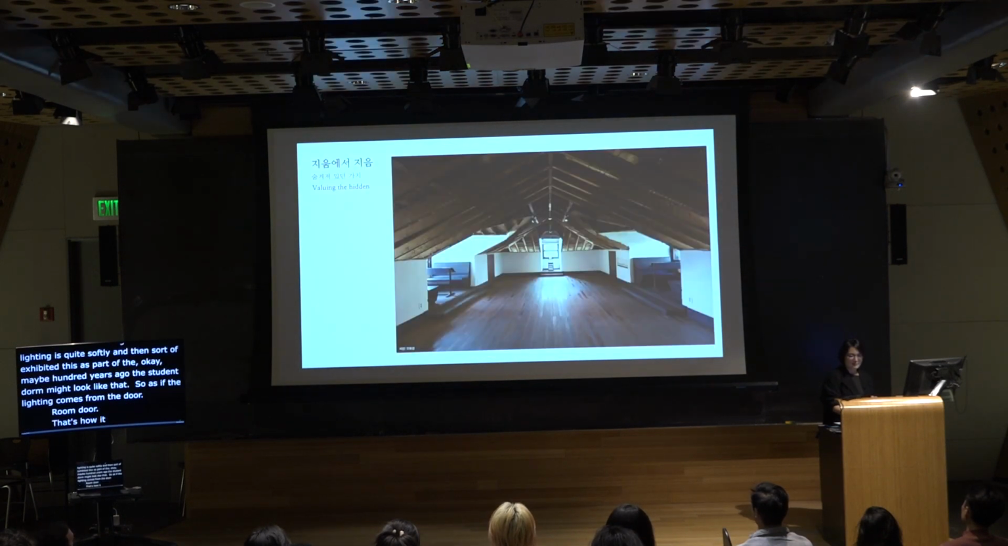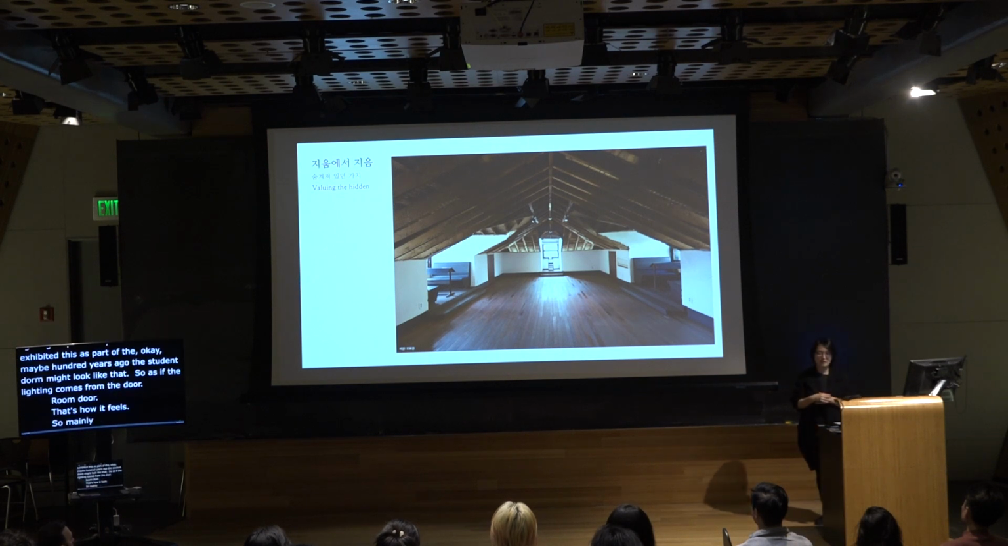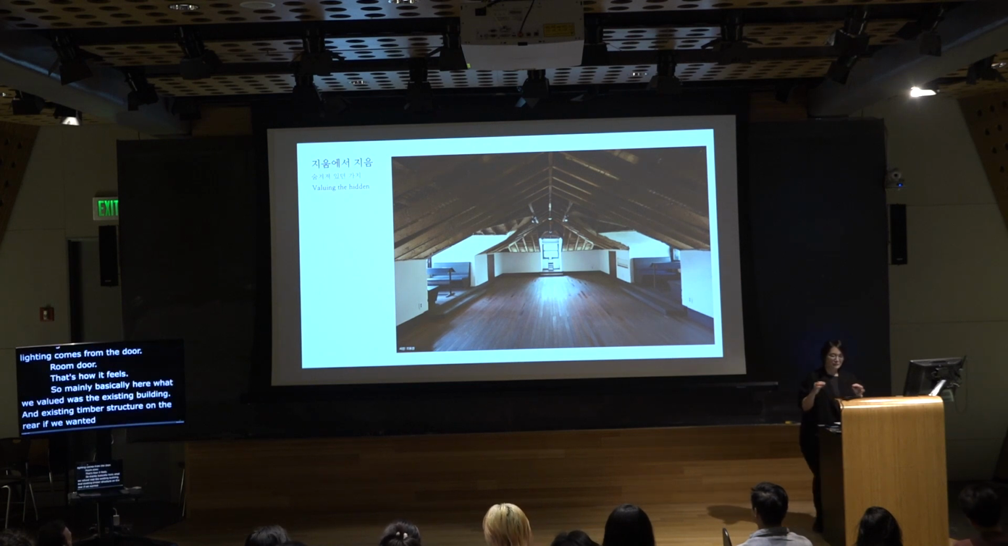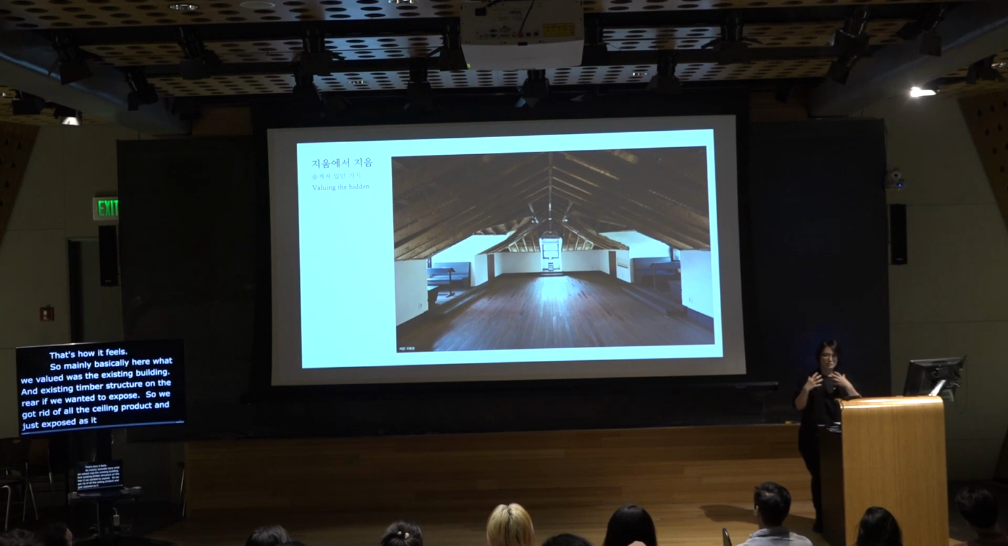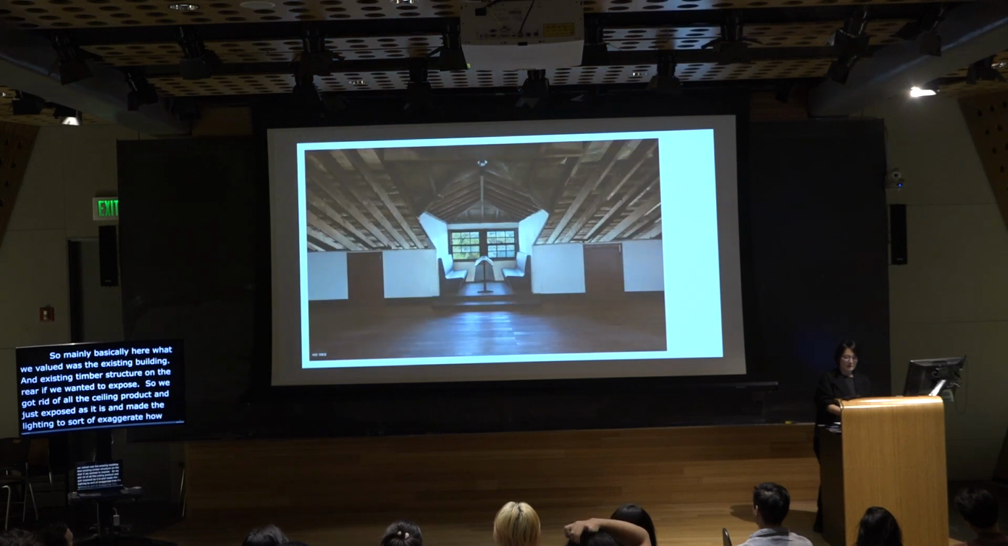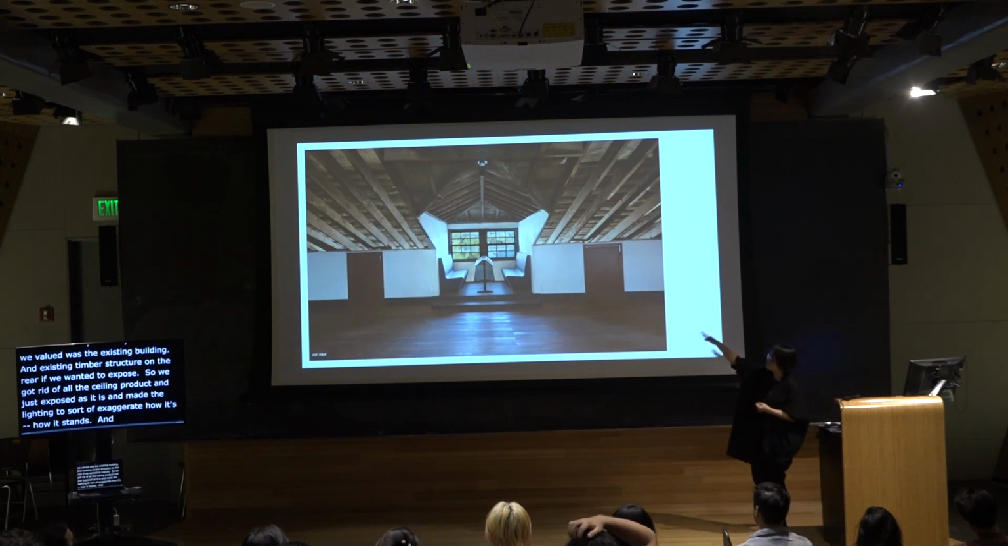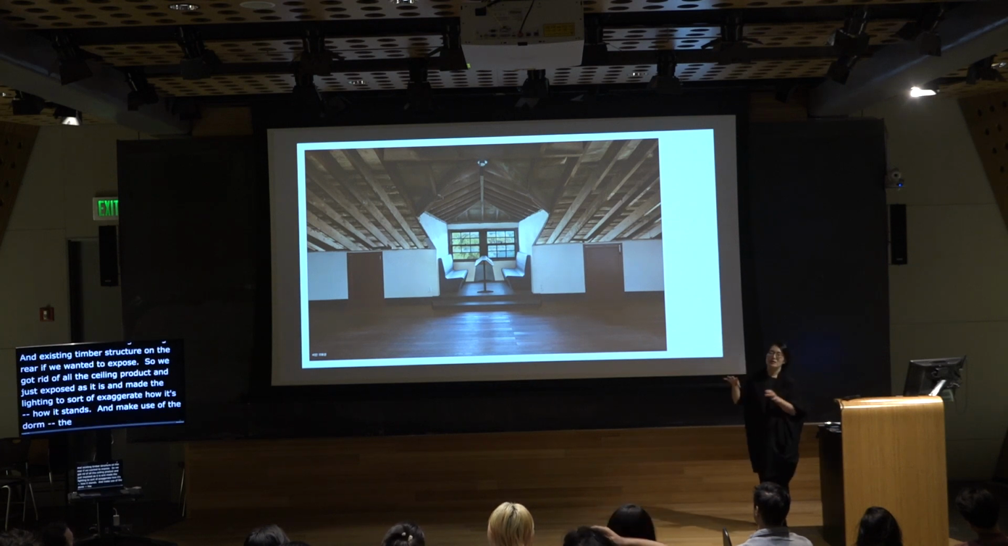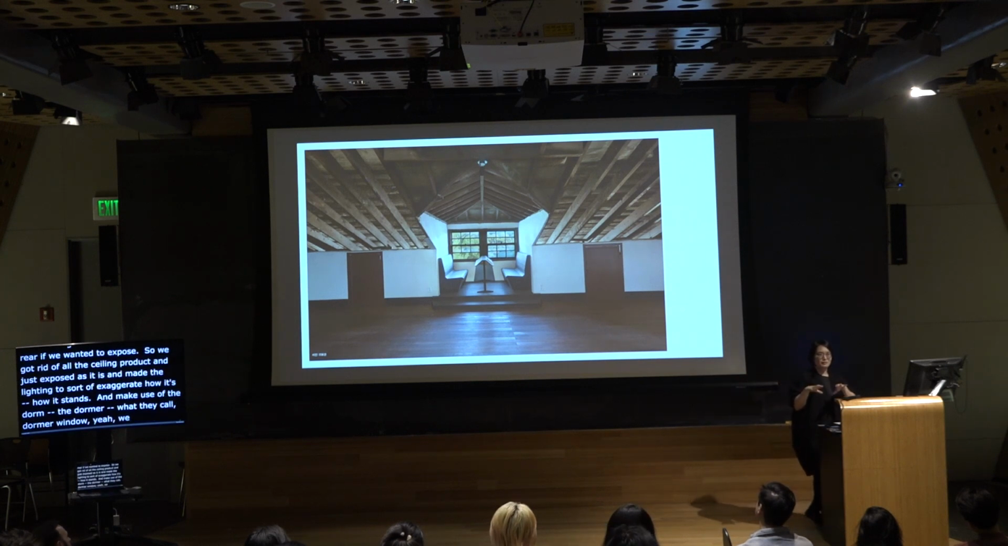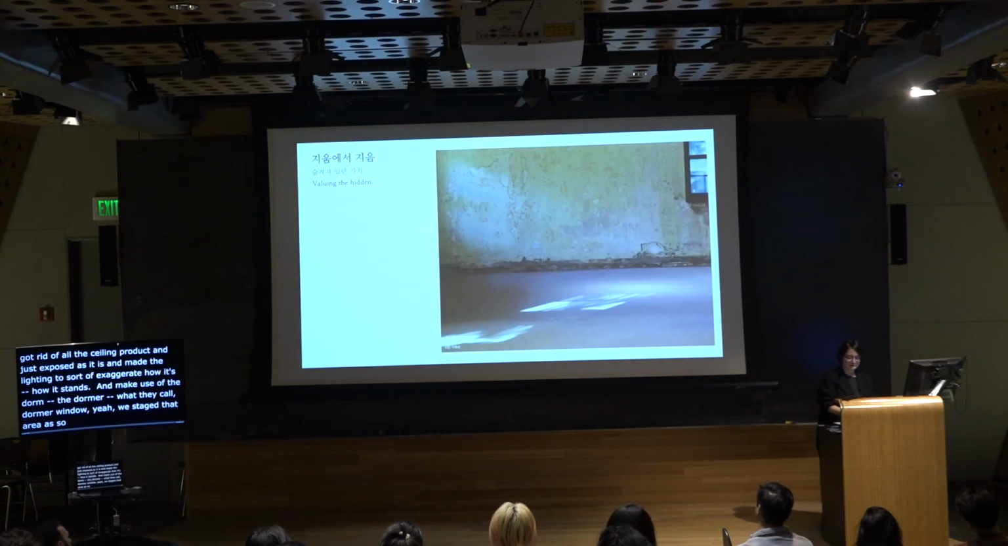So mainly, basically here, what we valued was the existing building and the existing timber structure on the roof, which we wanted to expose. So we got rid of all the ceiling products and just exposed it as it is, and I made the lighting to exaggerate how it stands. And we made use of the dormer window. Yeah, we staged that area so that people can enjoy the poets.